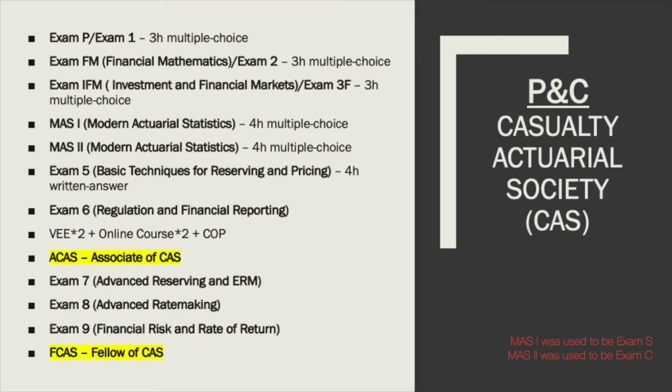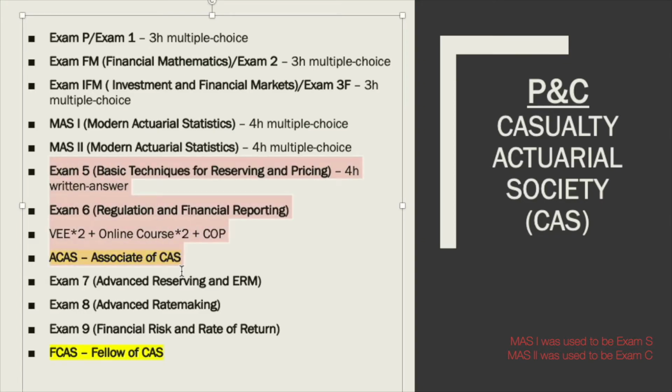Here, I've listed out all the exams in bullet points. You can now see the type and length of the exams. The first couple of prelims only have multiple choice questions, which are easier and they're also shorter exams. Starting from exam 5, all of the exams are 4-hour written answer exams.